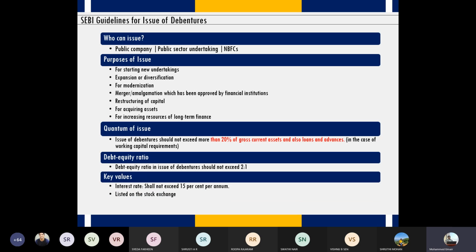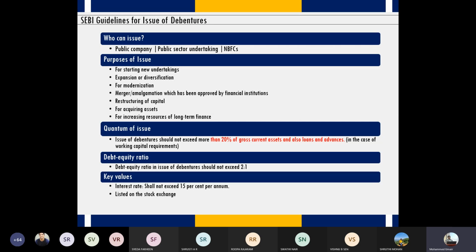And this is interest rate. So in order to attract investors, the company should not get too excited and declare unrealistic interest rates. So you cannot say that, okay, at any cost I want money, and let me declare 18% interest. Let me declare 20% interest.